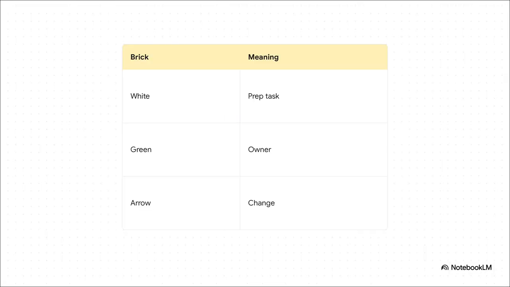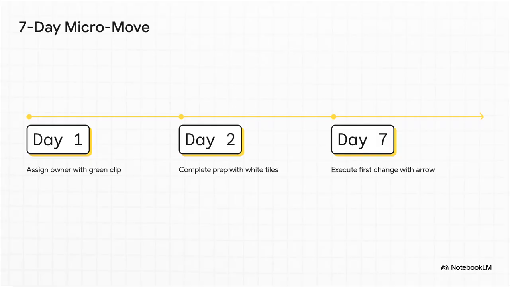But of course, we don't just let those AI outputs sit there as abstract text on a screen. No way. To ensure this action plan is truly internalized, participants translate the AI's coaching right back into physical bricks. White tiles are snapped onto the board to represent preparation tasks. A green clip is attached to show the task owner. And an arrow piece? That's positioned to show the very first visible change that's going to happen in the real world. Think about what just happened here.